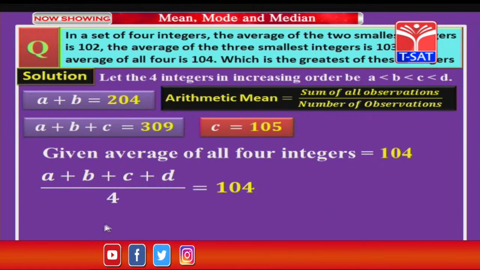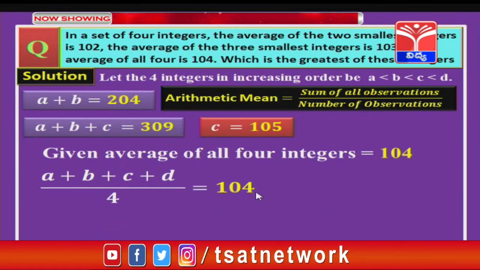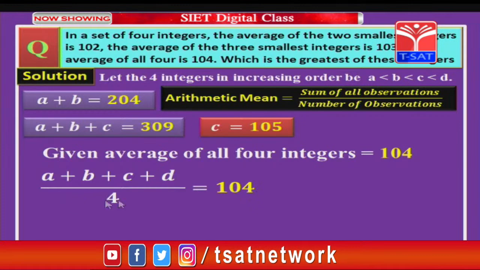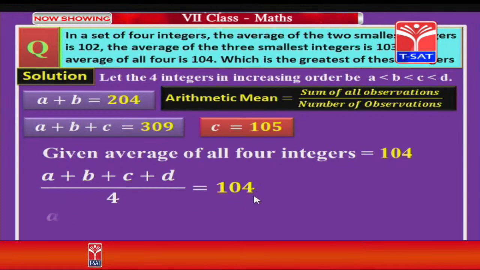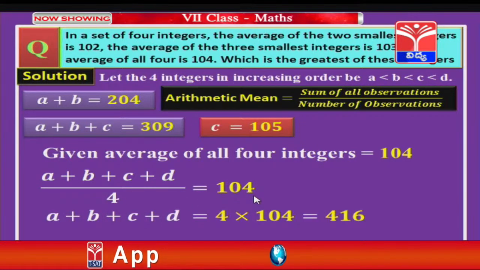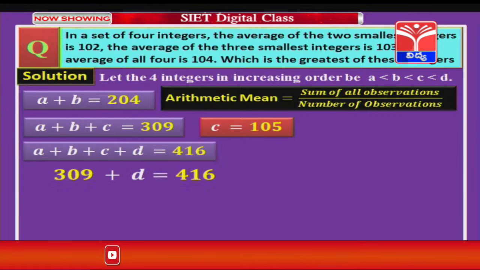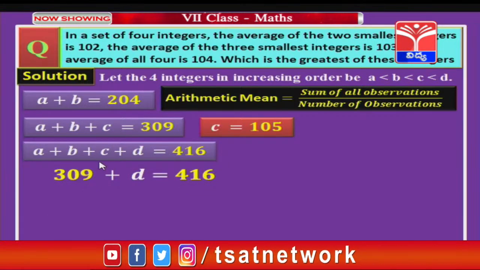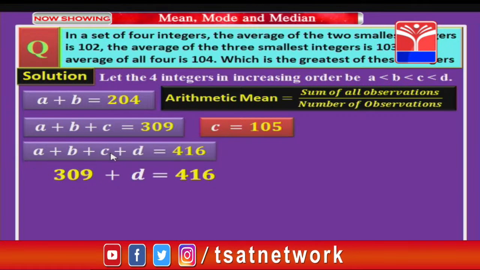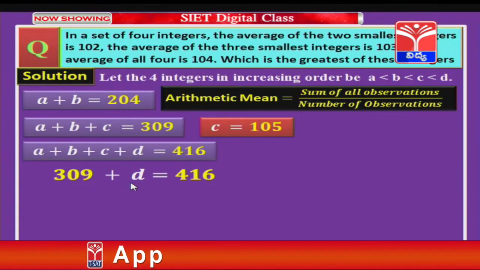Now, again we are going to send this 4 to the right side. So, how much will it become, children? 4 into 104, that is A plus B plus C plus D is 4 into 104. On multiplying this we get 416. But we already got A plus B plus C as 309. Now, instead of A plus B plus C, we substitute 309. So, 309 plus D is 416.